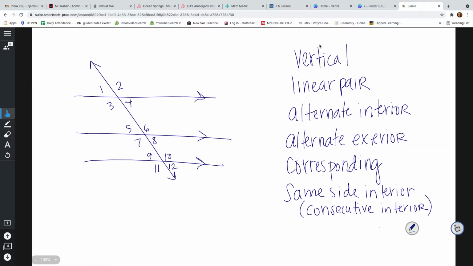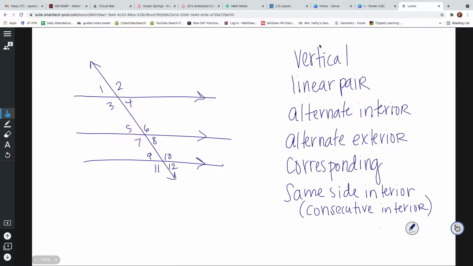3 and corresponding. Because if I picked this up and I put it on top of here, 3 and 11 would be in the same spot. And look at 3 and 11. One is interior, one is exterior. Okay? All right. 3 and 11 would be corresponding.